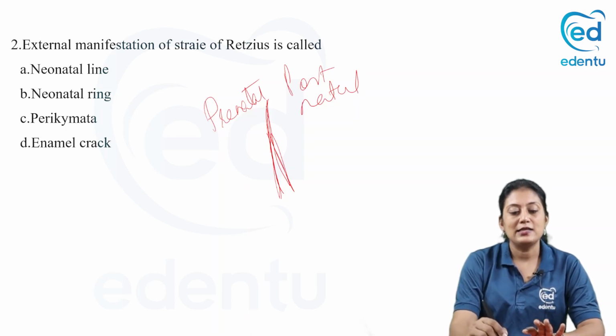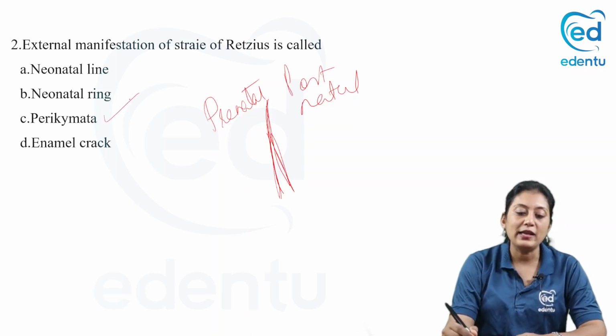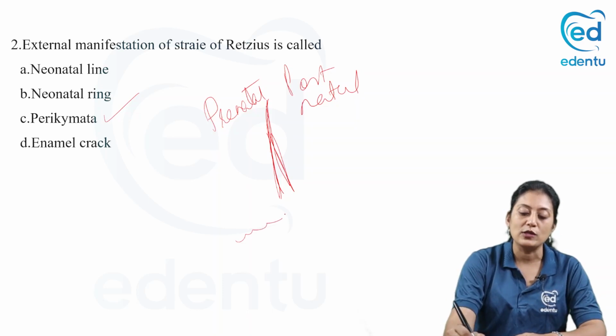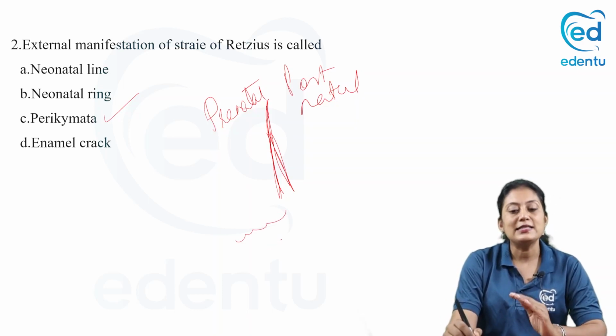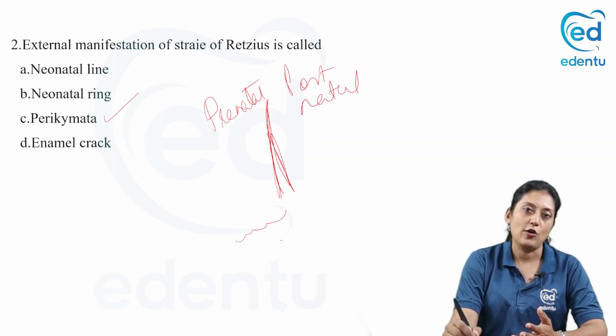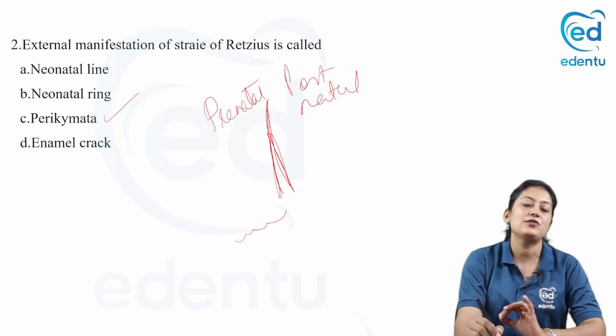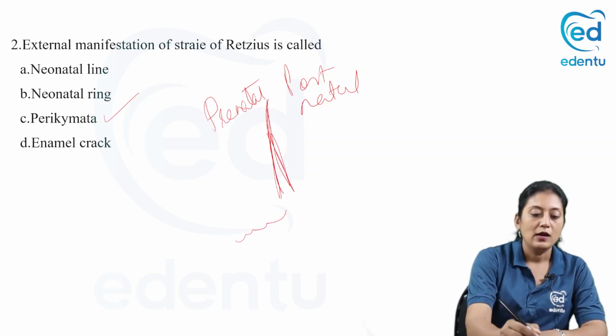The right answer is perikymata, because perikymata are seen as grooves on the surface of the enamel. That is the external manifestation of striae of Retzius. It is one of the surface structures seen on the enamel.